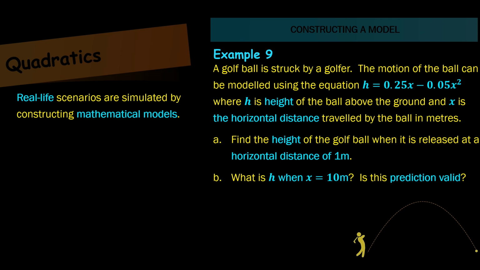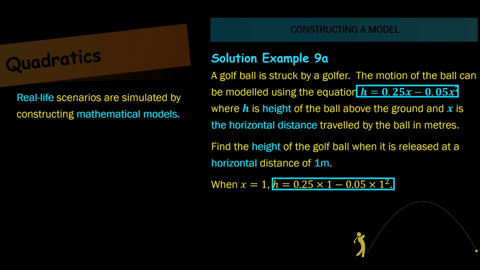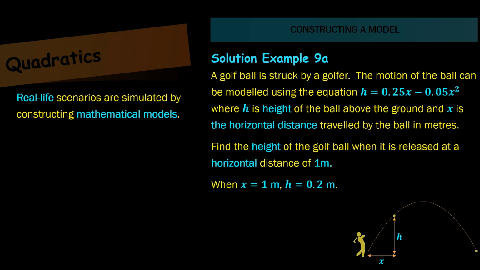We are required to find the height of the golf ball when it is released at a horizontal distance of 1 meter. So plugging in x equals 1 into our equation for h gives us h equals 0.25 times 1 minus 0.05 times 1 squared, to give us h equals 0.2. Therefore, when x equals 1 meter, we have that h equals 0.2 meters.